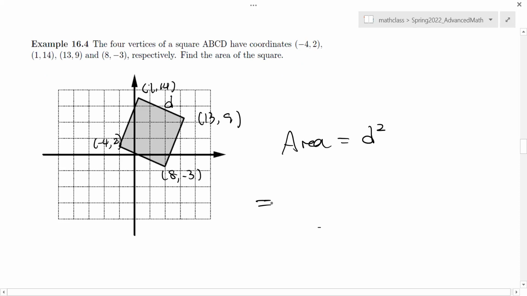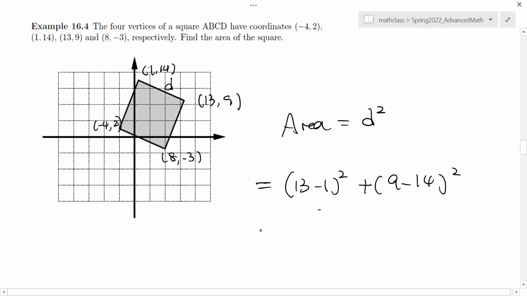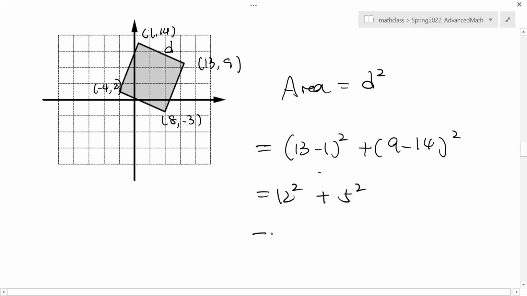So d squared is going to be the difference of the x coordinates, 13 minus 1 squared, and 9 minus 14 squared. Okay, so it's 12 squared plus 5 squared, and we know it's going to be 13 squared, which is 169. Okay, so that is the answer.